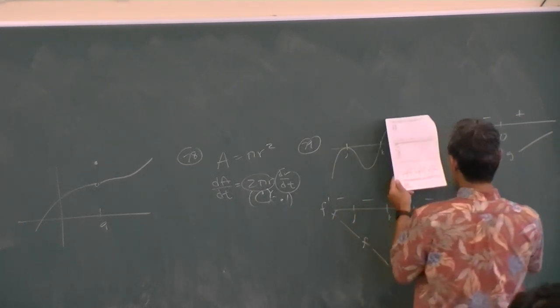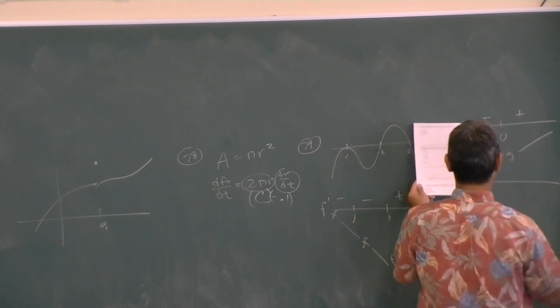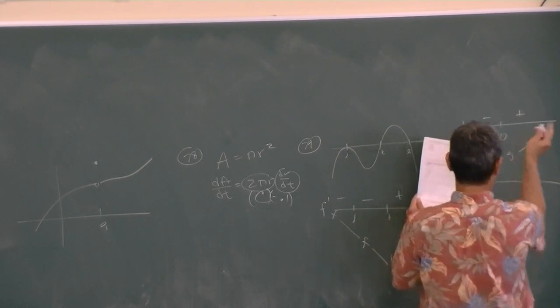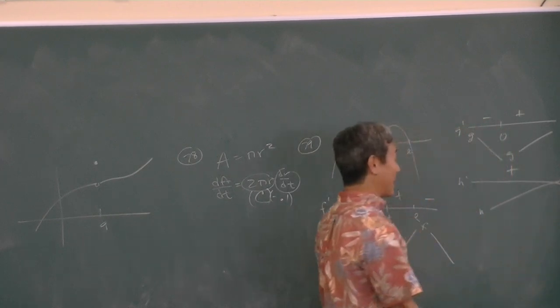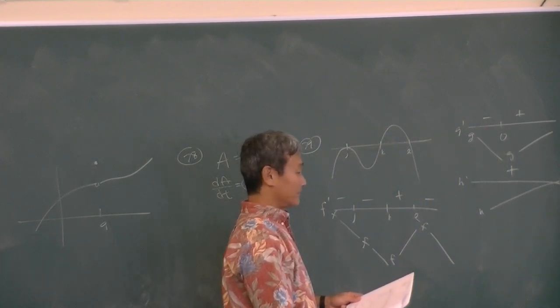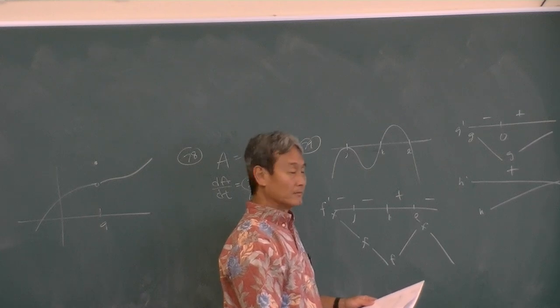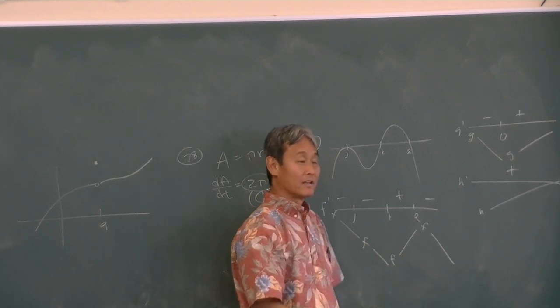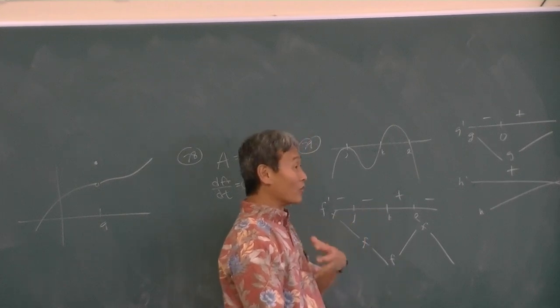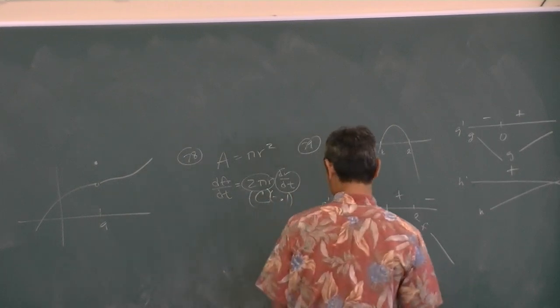And then the last one is H prime. Make a number line. There's nothing. It's never zero. And the graph is always above, so it's positive. So that means H is increasing. Is there a maximum? No. So the answer is only F, which is A. You go back to what you know. Number lines. We know number lines.